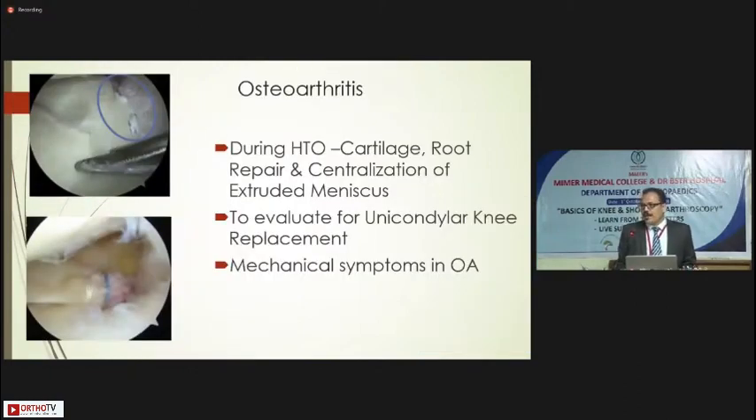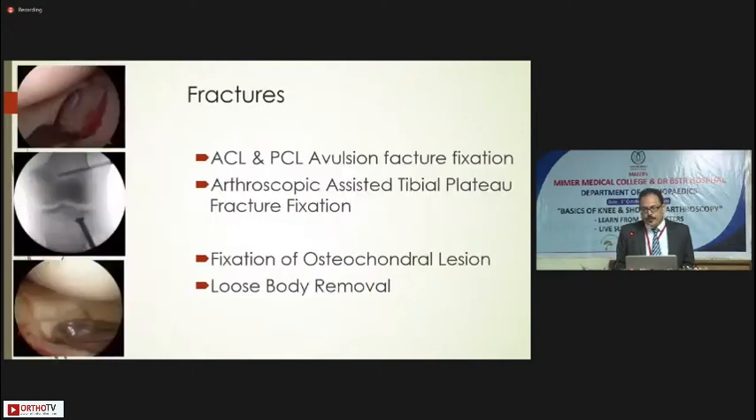Osteoarthritis, not very classically done, but especially all the HTOs, I would do a scopy, and if there is a root tear, I would rather repair it. And if it's an extruded one, I centralize the meniscus. People do arthroscopy to evaluate the cartilage of the patellofemoral joint and the other cartilage, especially in unicondylar knees, but I have no experience with that. If there are mechanical symptoms, very rarely we do OA. In OA, we do arthroscopy, but not routinely advised.